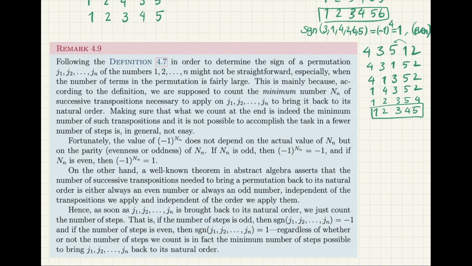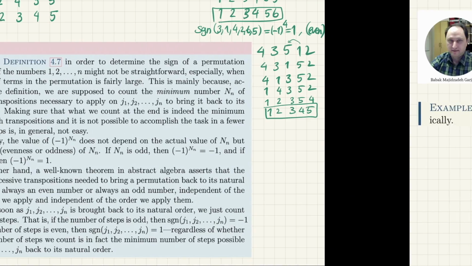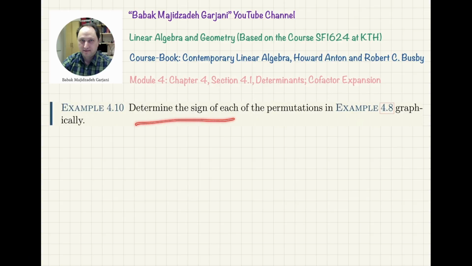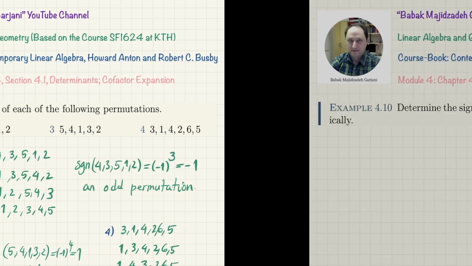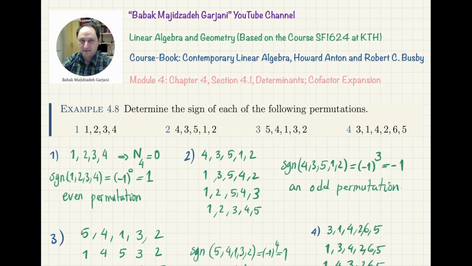Okay, so now let me explain the algorithm that we need here. So let us go to the next example. Determine the sign of each permutation in the previous example graphically, because you see that I need to draw some graphs if I want to follow the algorithm. Okay, so let us see here. I think for explaining this algorithm, this is not a good starting point. So if you don't mind, let me start from here, then I will go back and solve it at the end. So here I have 4, 3, 5, 1, and 2.